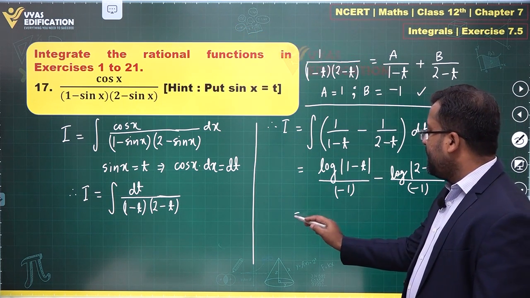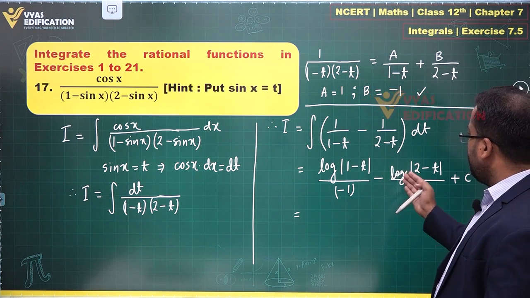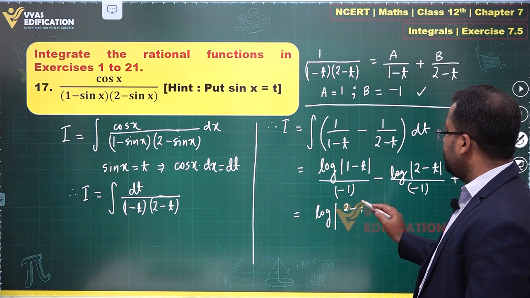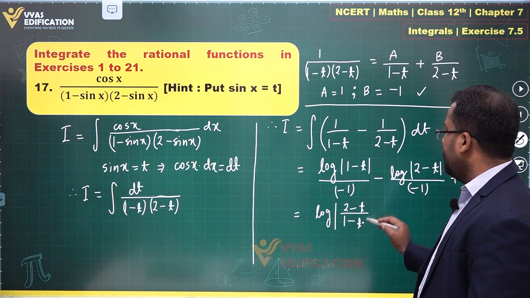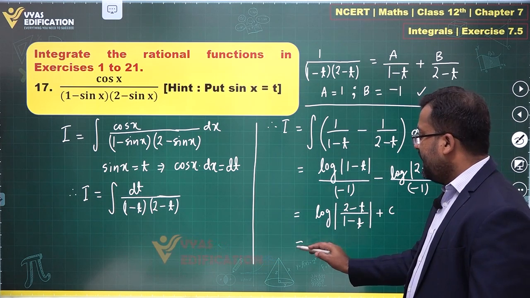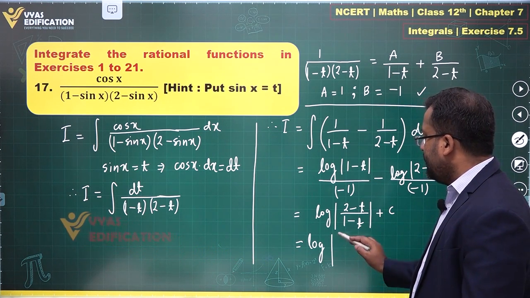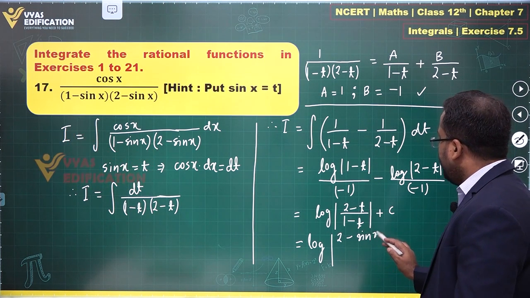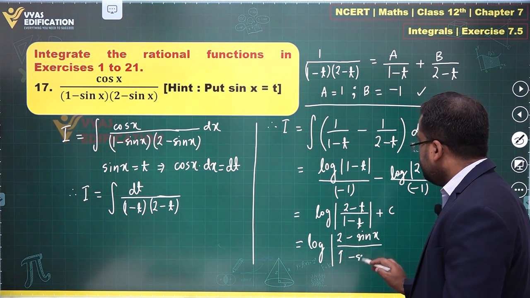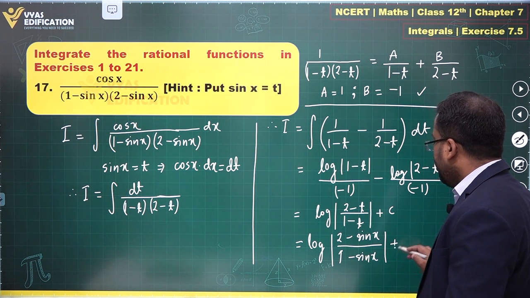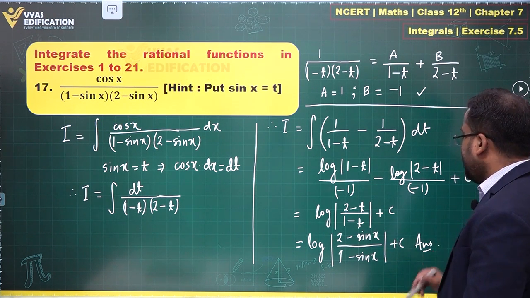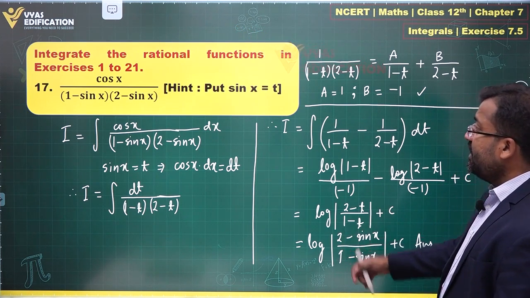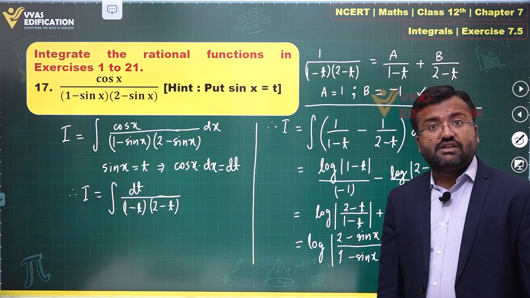These two logs could be combined. Yes, this is log of this minus log of this. So this becomes, in the numerator, 2 minus t upon 1 minus t, plus constant, and this further is equal to log modulus of (2 minus t) upon (1 minus t). t was equal to sin x, so leave the answer in terms of x: log modulus of (2 minus sin x) upon (1 minus sin x) plus constant, and yes, that is the required answer for this particular question. That's a complete solution of this 17th question.